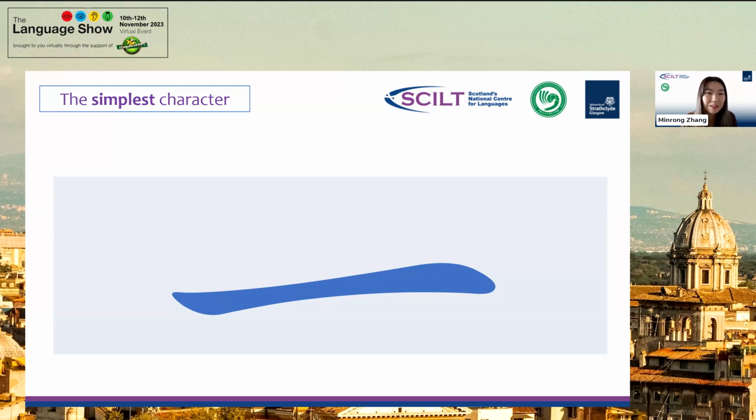I can see some people already know this one. Yes, it's number one. It's just one line. The pronunciation is yi, and the one line means number one.